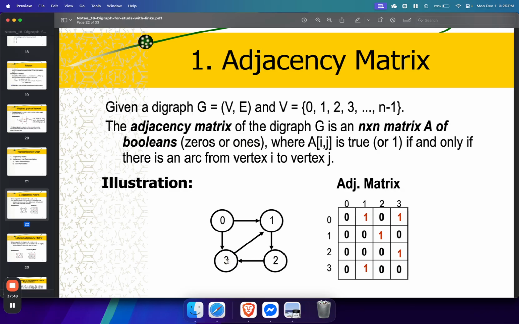2 points to 3, therefore, there should be an arc or a 1 from row 2 to column 3. Ay 1. 3 points to 1, so there should be an arc from 3 to 1, which is here. And that is how you represent your digraph: 1 whenever there is an arrow or an arc going from I to J.